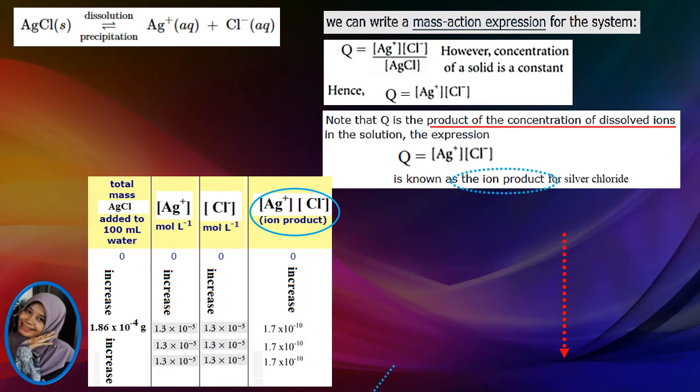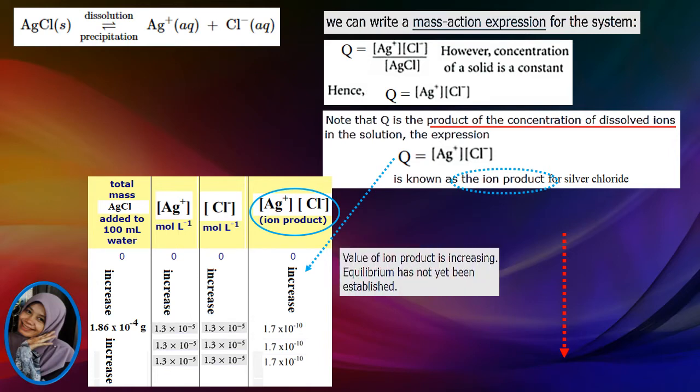From this column, you can see that the value of the ion product is increasing, but is less than the value of 1.7 times 10 to the negative 10. Equilibrium has not yet been established.